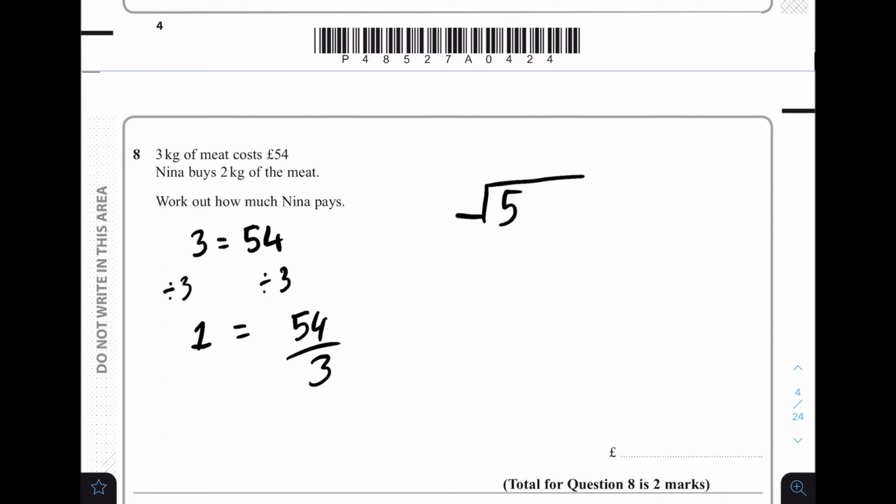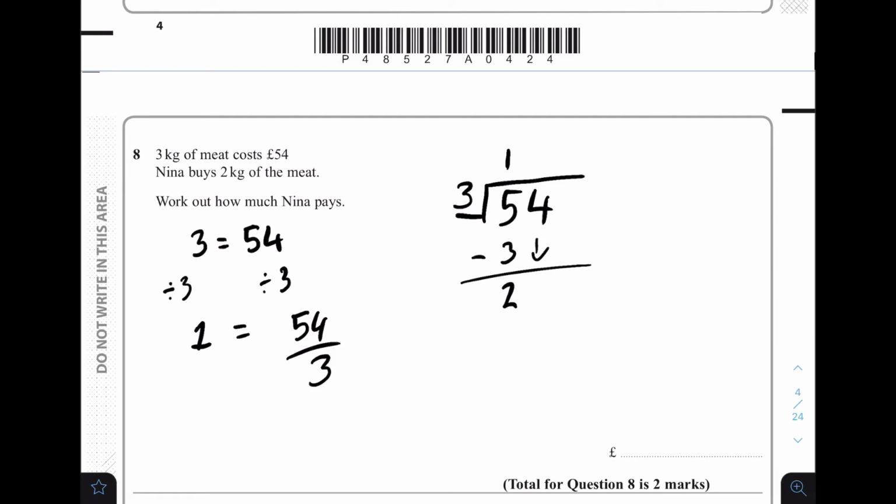So we've got 54 divided by 3. First we check how many times 3 can go into 5. We know 3 can go into 5 once, and then there's a remainder of 2. So we do minus 3, because 3 multiplied by 1 is 3. So that leaves 2.